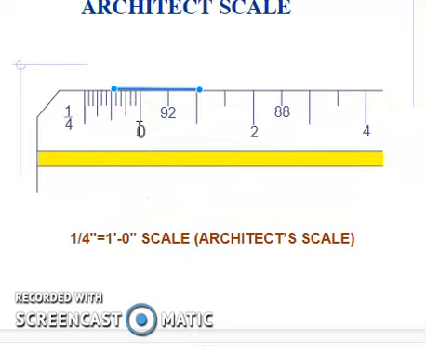So I would say that this blue line is 1 foot 6 inches long because I can count over here 6 tick marks to the left of the 0. Those are representing inches. Hopefully that makes a little bit of sense.